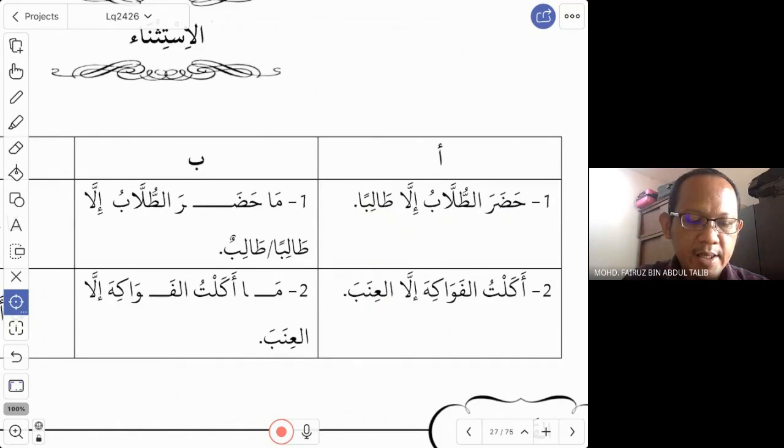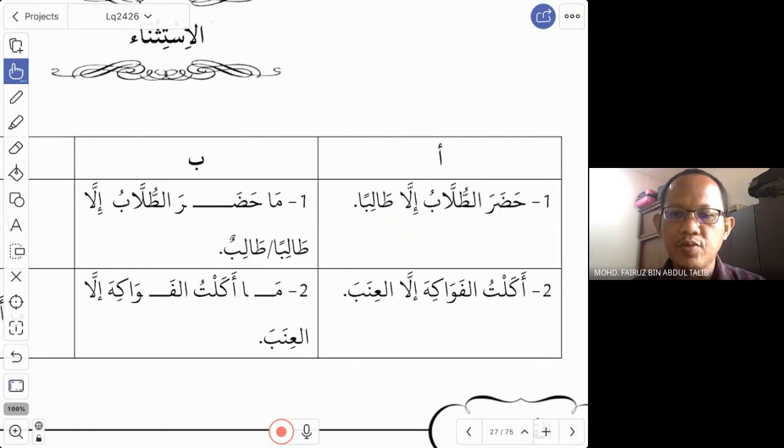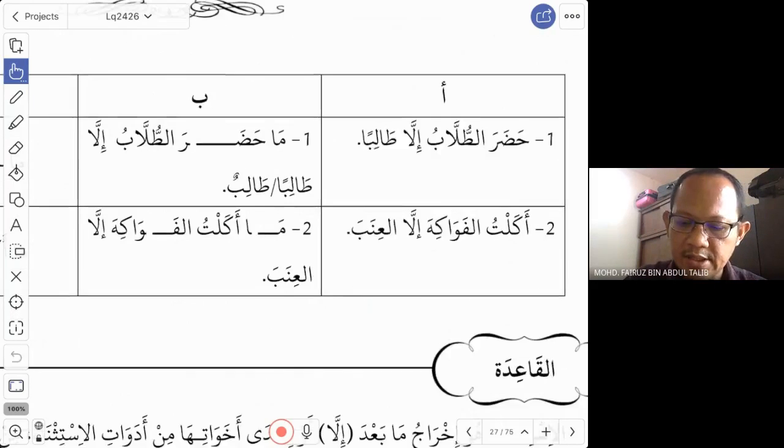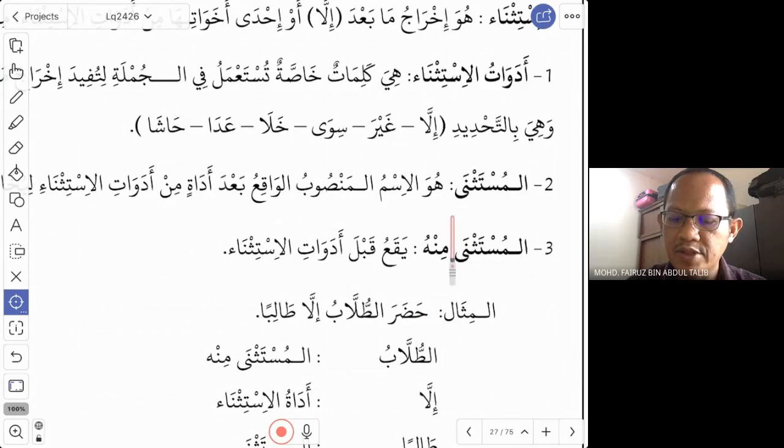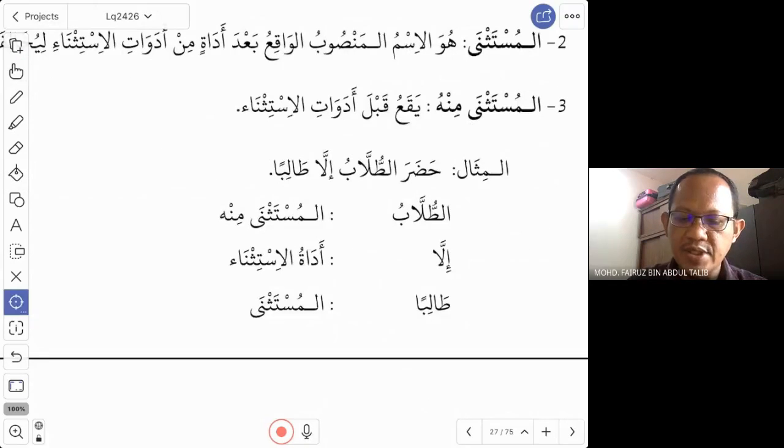Another important term is al-mustathna minhu, the one that we include. We exclude the mustathna from this one, from these people. Al-mustathna minhu is normally before the adawat of istisna, before the word illa. So in the sentence, for example, we say hadara at-tullabu illa taliban.